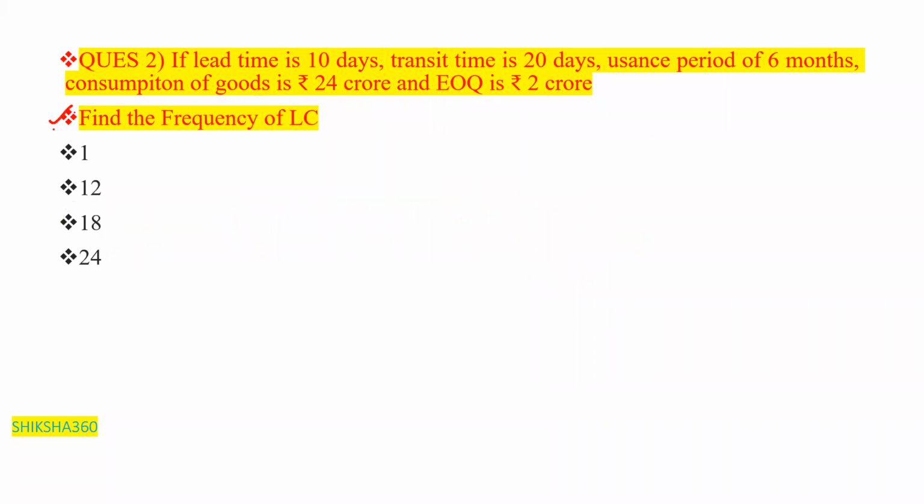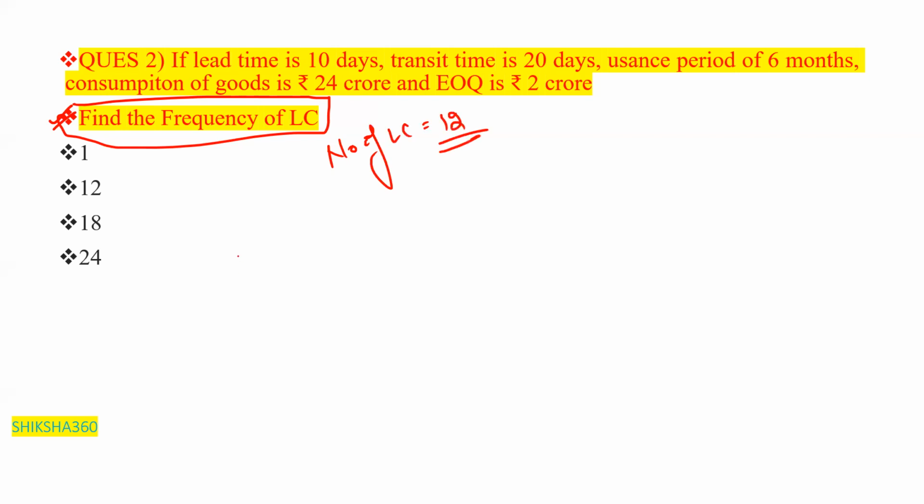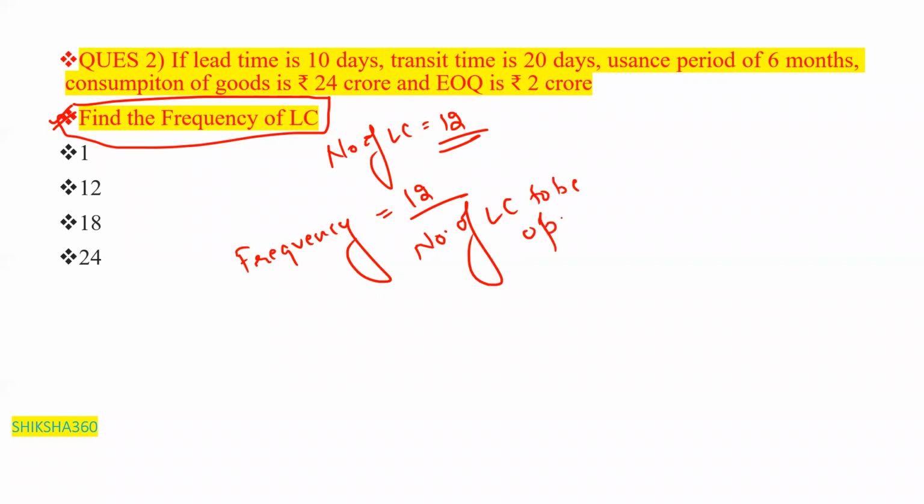What is the frequency of the LC? We know that the number of LCs to be opened is 12. So what is the formula of the frequency of the LC? It is equal to 12 upon number of LCs to be opened. So 12 upon 12 comes out to be 1. This one is the answer.